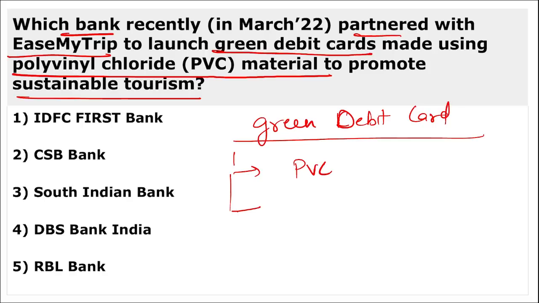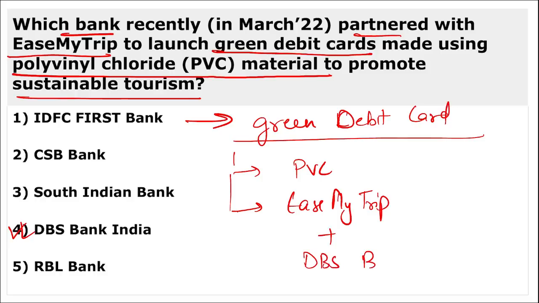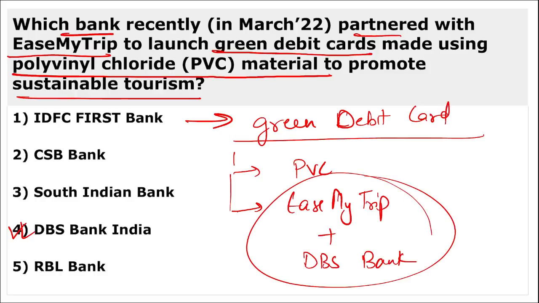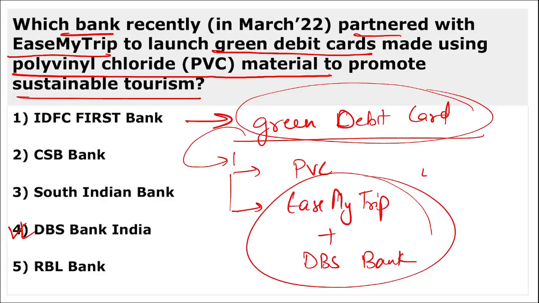All right, so which organization, or you can say which bank, has partnered with EaseMyTrip to launch a green debit card? Which is the bank? It is DBS Bank. EaseMyTrip along with DBS Bank have together partnered to launch a green debit card that will be made of PVC, that is polyvinyl chloride, and it is to promote sustainable tourism.